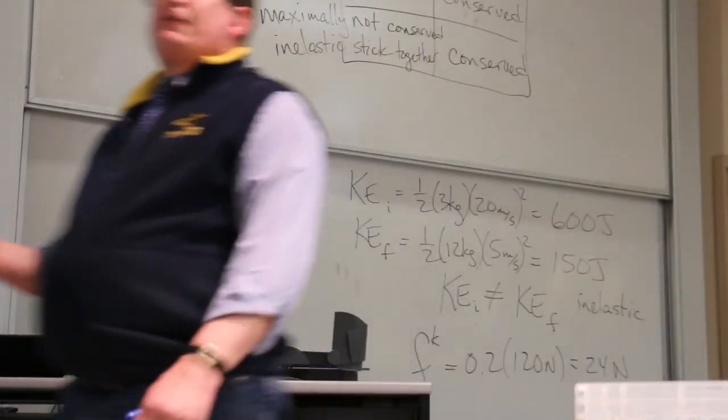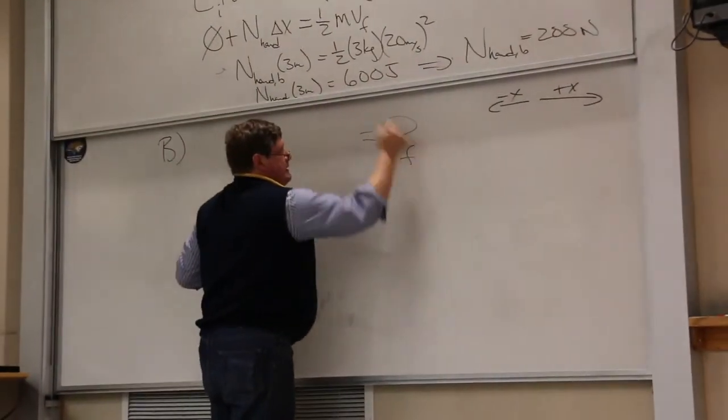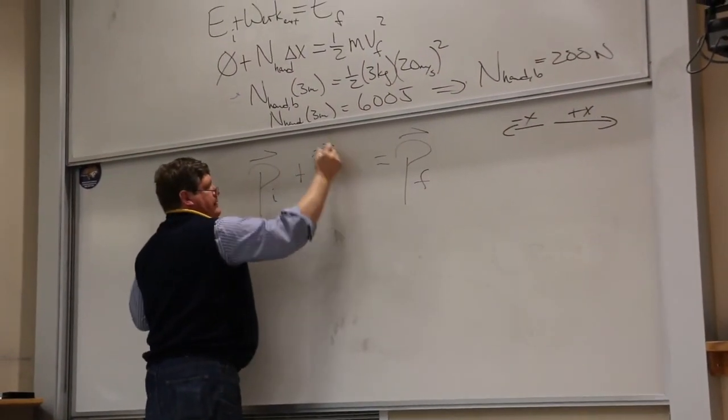Now, this next part asks, how many seconds does the block scrape across that rough section? If I'm interested in seconds, in time, what kind of problem? Momentum. And so I use the, let me get myself some space here. It's not a collision anymore, it's a scraping. So I can't use momentum conservation. I have to use the general momentum equation, which is momentum initial is equal to momentum final, except when there's an impulse acting.